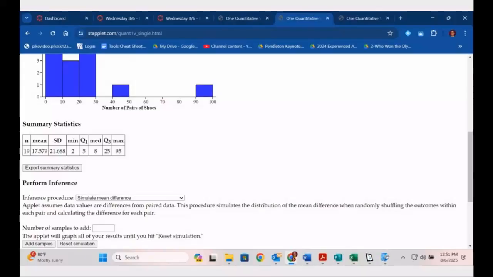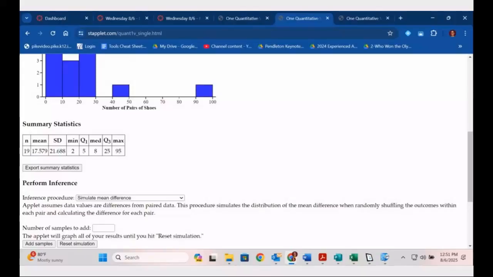So the very first number is N. It was 19. What do you guys think that stands for? People. N is the number of data points that we have. So we had 19 people participate. The mean, the average, is 17.579. We'll talk about some of these other numbers, but this is the other number that I want to draw your attention to, the median. How do you calculate the median? Yeah, you put the numbers in order from smallest to biggest, and you cross out until you get to the middle. Our median was 8.